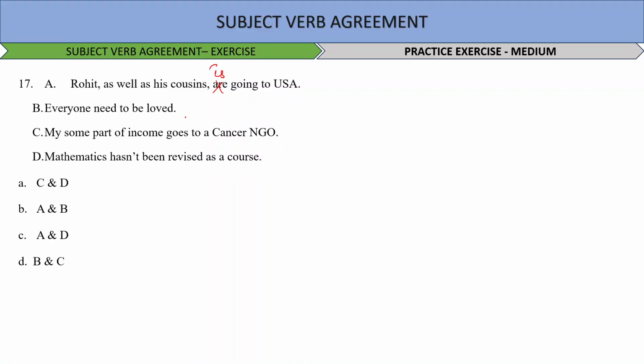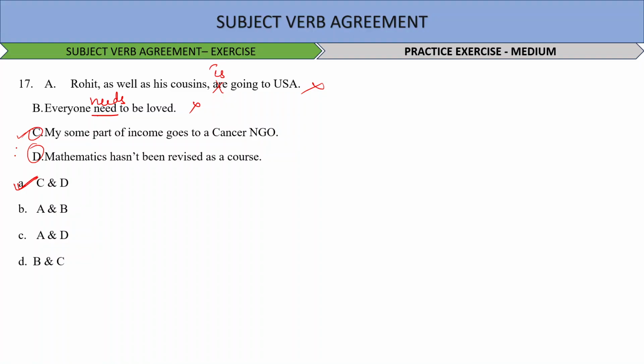Now let's move ahead and see sentence number C. Some part of income goes to a cancer NGO. Mathematics hasn't revised as a course. So according to this, the correct answer is option number A. Why? Because C and D are appropriate and grammatically correct. Next question.